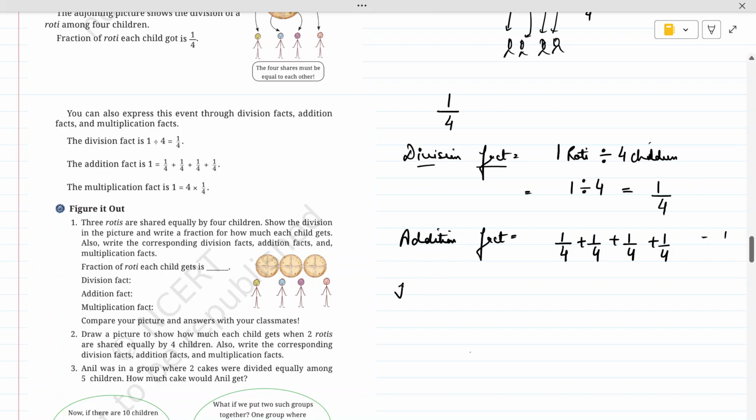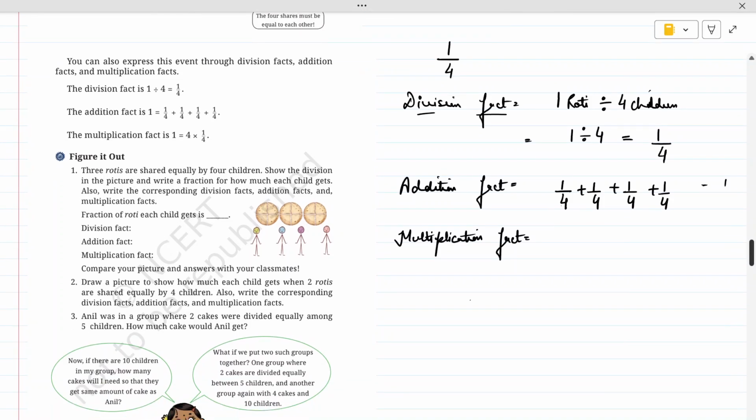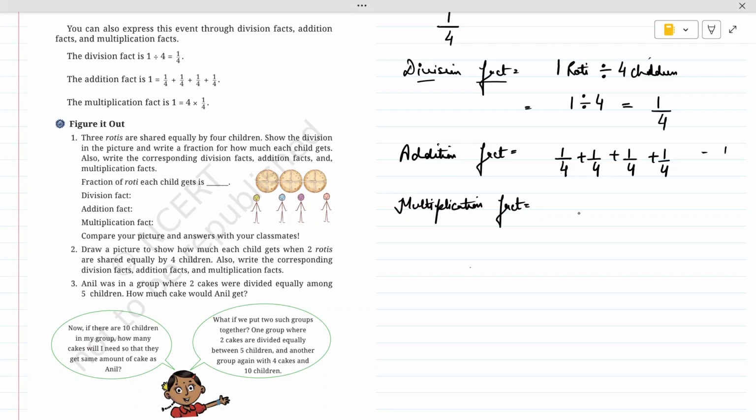Next, last, we have the multiplication statement, or you can say the multiplication fact of this. So we have 4 children here. The total number of children is 4, and each kid will get 1/4 of a roti. Right? So this is the multiplication fact. So kids, in our case, we have to write the division, multiplication, and addition fact of these questions.